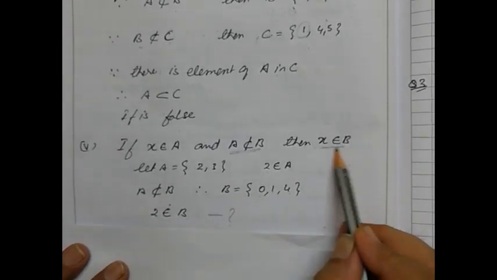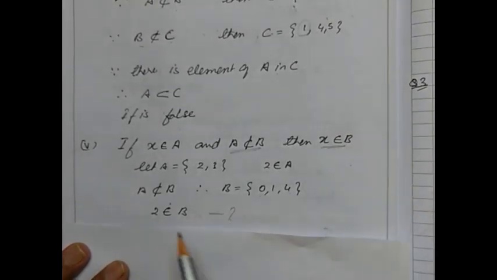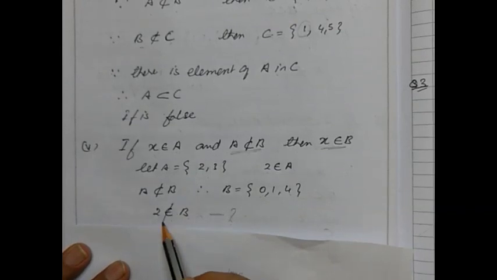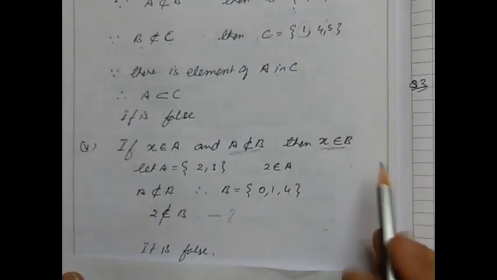Here it says what? X belongs to B. So here, can we say that is a no, it does not belong to B. So then this is false. I hope this is clear.